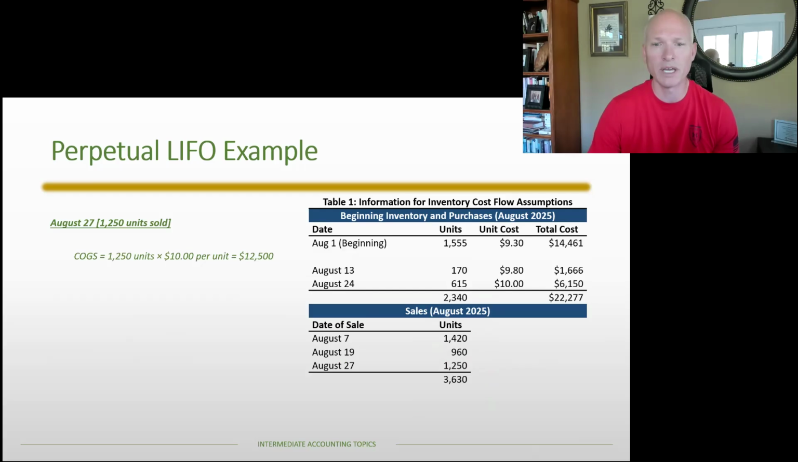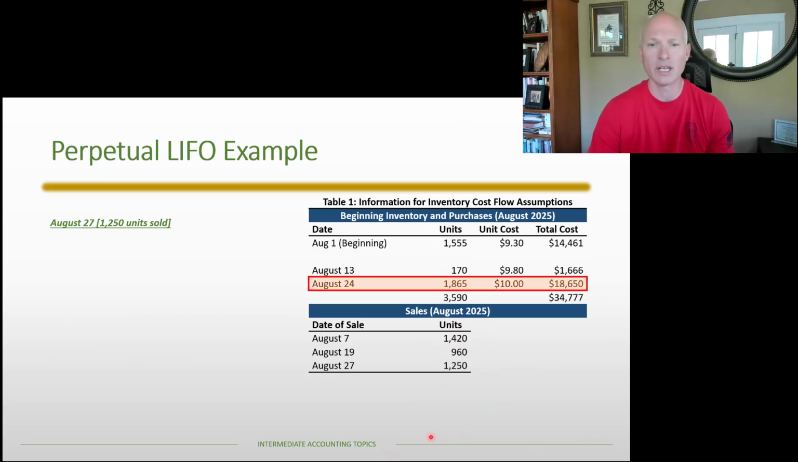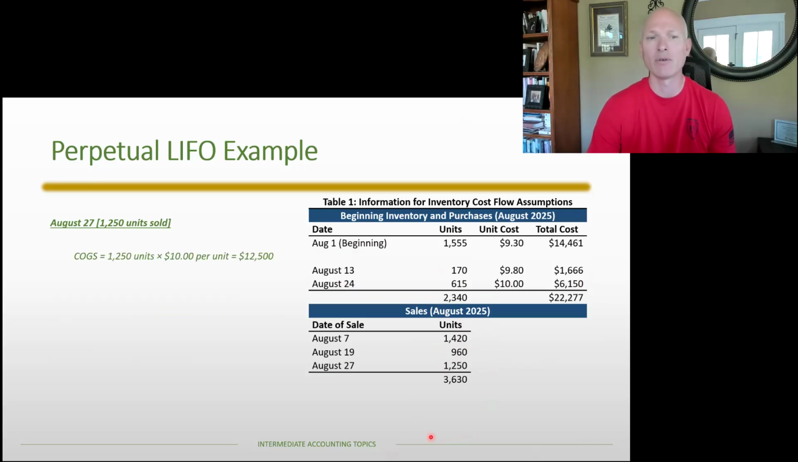And then of course we update our inventory count. We still have the same 2 layers, and now we have an additional August 24th layer where there's 615 units that remain for a total cost of 22,277. So again, we go from 1,865 units down to 615 units with that sale.